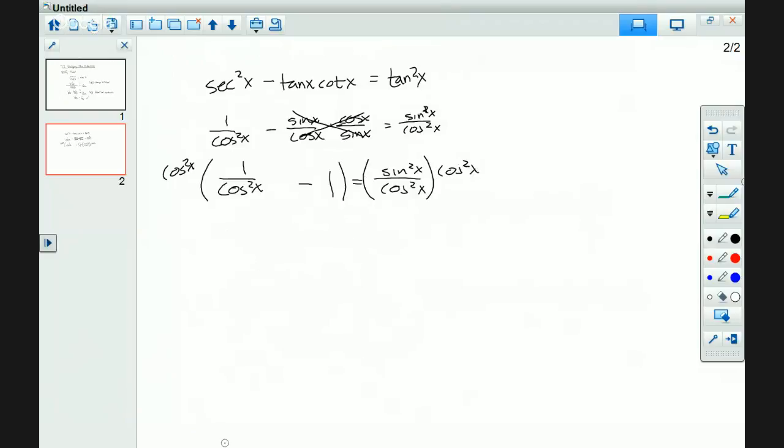That actually works pretty well. So we distribute here, and we get 1 minus cosine squared x equals sine squared x. Yeah?